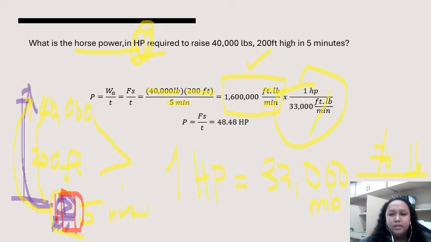So, these two units will cancel, this conversion or the unit. What remains is in HP. So, you get the power rating, the HP that you need to buy, in order to reach the 40,000 pounds at 200 feet. Okay? 48.48 HP. There you go.